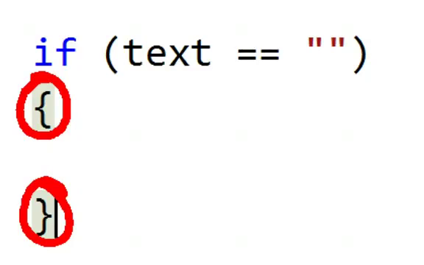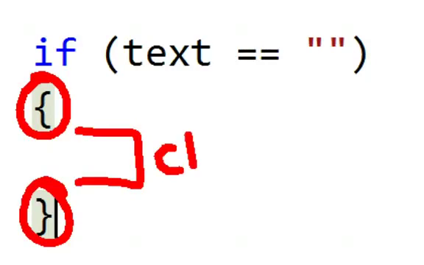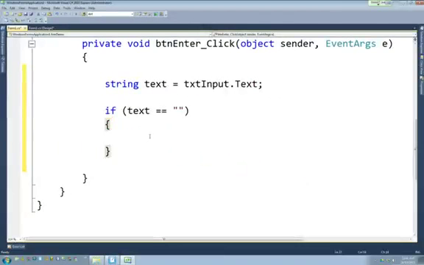So this is like the club in here. This is the club. And you can only get into the club if you meet the condition. Okay? So those curly brackets create the structure that builds what we go into. So let's put some code in between those two brackets.